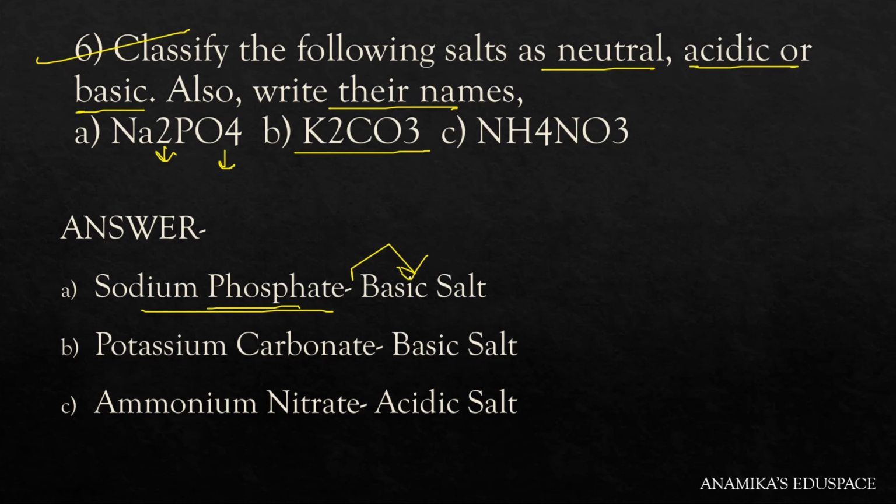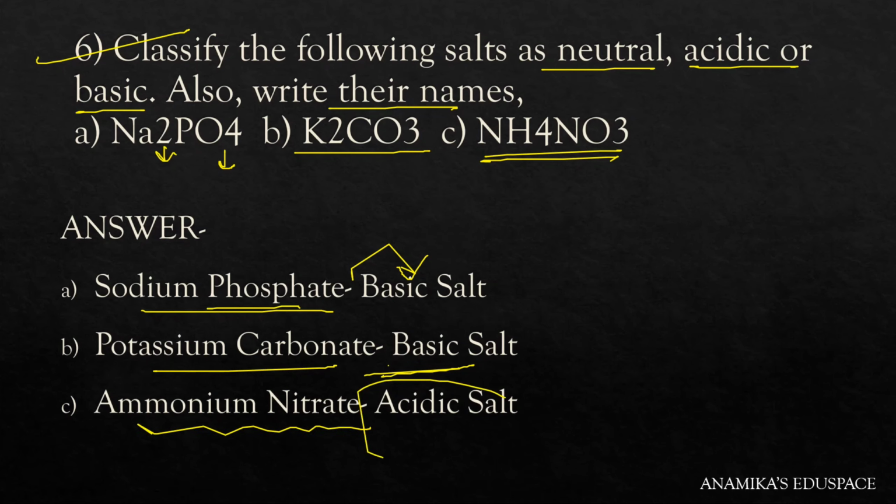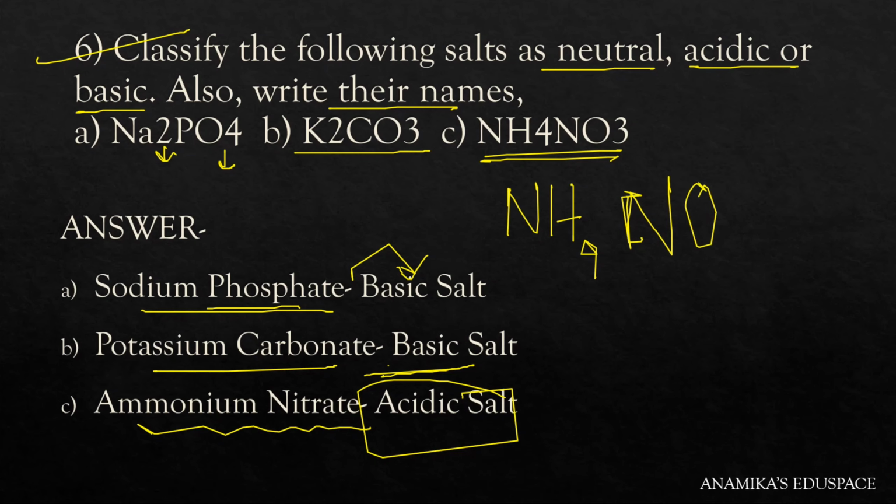Next is K2CO3. K2CO3 is potassium carbonate, which is again a basic salt. Next is NH4NO3, which is ammonium nitrate, that is an acidic salt. So you have to write NH4NO3 like this. The 4 and the 3 would come at the base. Clear, students?